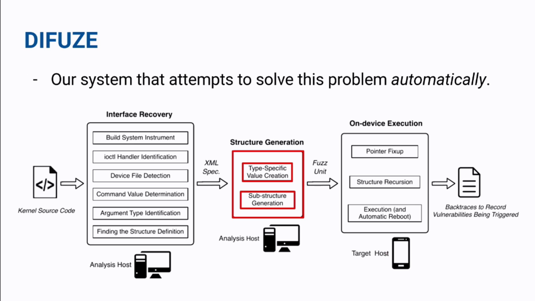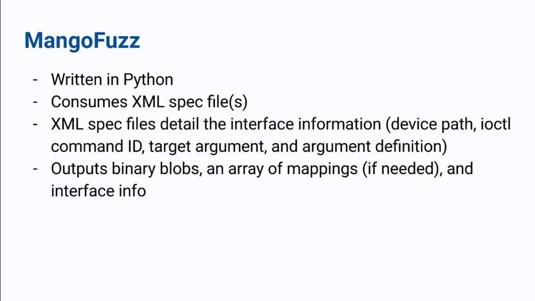And the structure generation component, as I said earlier, is going to output these fuzz units, which will go to the on-device execution step to be executed. All right, so the name of the fuzzer itself is Mango Fuzz. It's based off Peach, which is where it gets its name. It's a fairly simple fuzzer and kind of dumb. It's written in Python, can only handle ioctls, and it consumes these XML spec files, which we create during the interface extraction step.